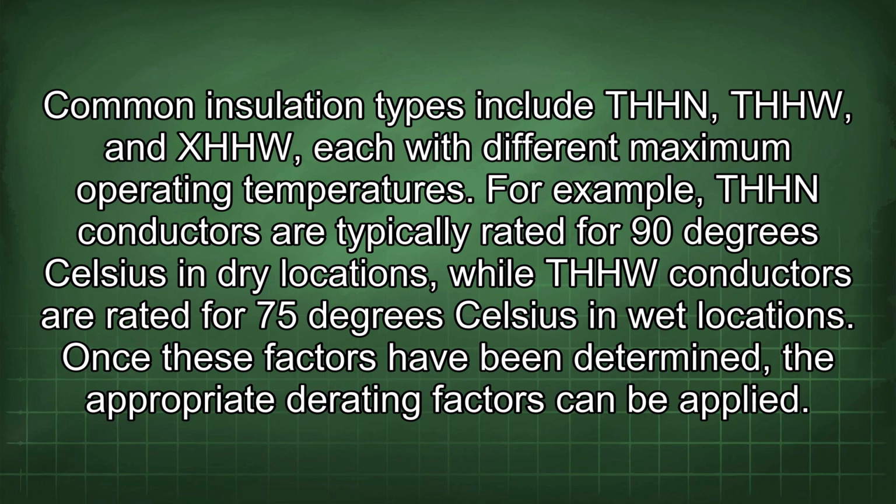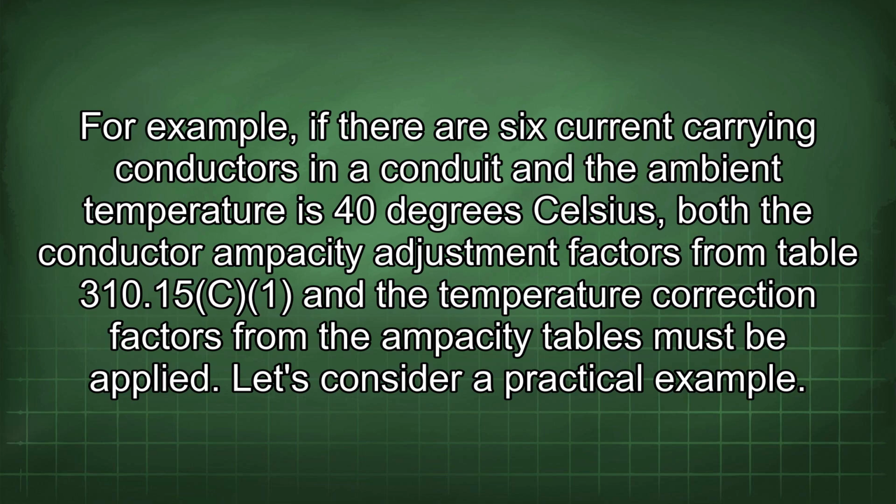Once these factors have been determined, the appropriate derating factors can be applied. For example, if there are 6 current-carrying conductors in a conduit and the ambient temperature is 40 degrees Celsius, both the conductor ampacity adjustment factors from Table 310.15 current and the temperature correction factors from the ampacity tables must be applied. Let's consider a practical example.